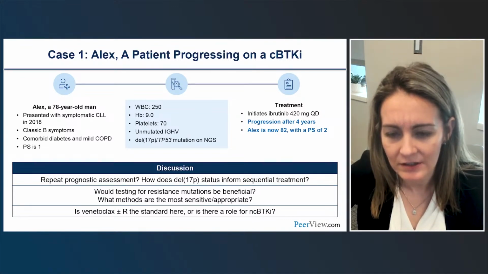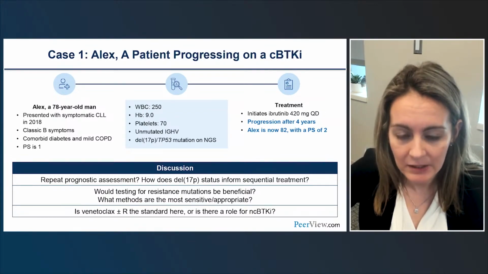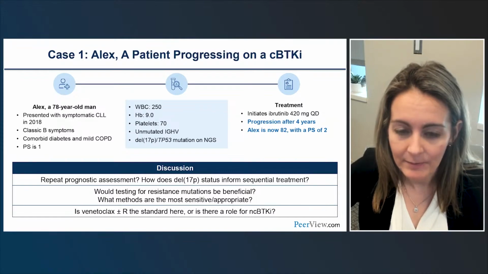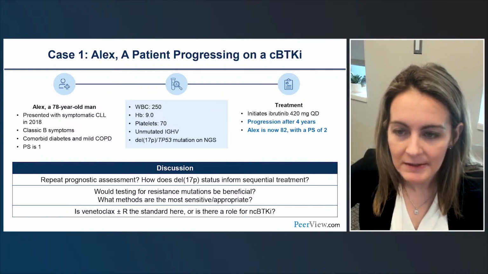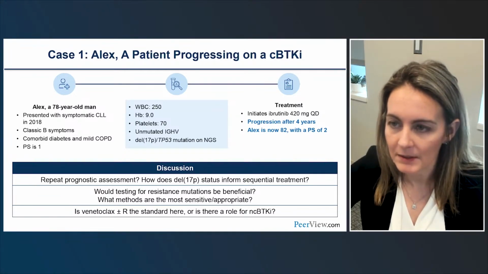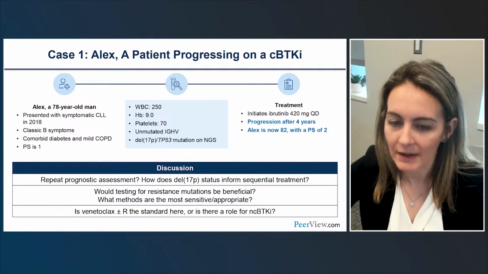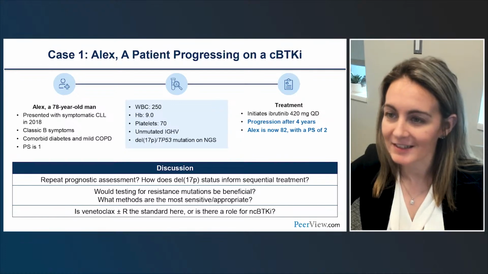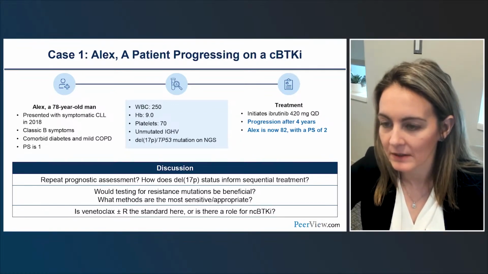There's next generation sequencing tests, targeted panels that include these mutations. And then there's more sensitive methods available more selectively, things like digital droplet PCR to test for BTK mutations. I would say if it's available, it can be helpful information to have. But two points on that are, one, we don't make the decision to change therapy based on presence or absence of one of these mutations. It's really the clinical picture.